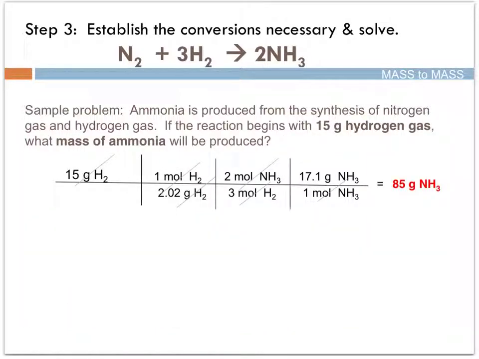Again, with the same equation, our beginning material is the mass of hydrogen gas, and we're solving for the mass of ammonia. Notice this is a four-step problem. Step 1 is the given. Step 2 is the molar mass of hydrogen gas. Step 3 is the molar ratio to go from hydrogen to ammonia. And the final step is the molar mass of ammonia.